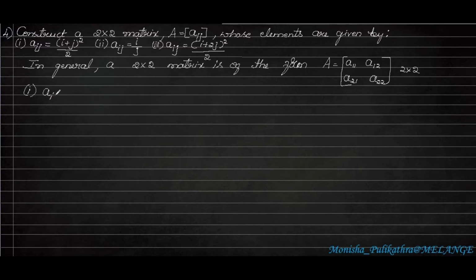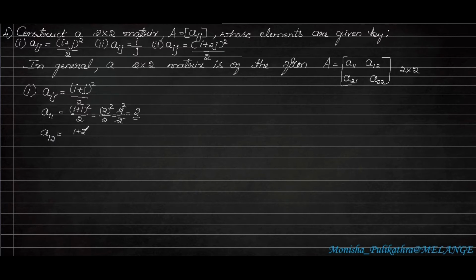That is Aij is equal to (i plus j) whole square divided by 2. Okay. So here first one is A11. So in the place of ij we have to write A11 here. So that is (1 plus 1) whole square by 2. So 1 plus 1 whole square is 2 whole square by 2. That is 4 by 2. 2 ones are 2, 2 twos are 4. A11 is 2.